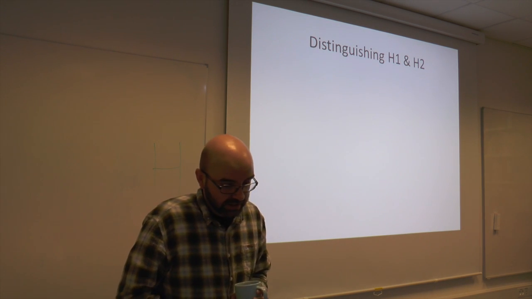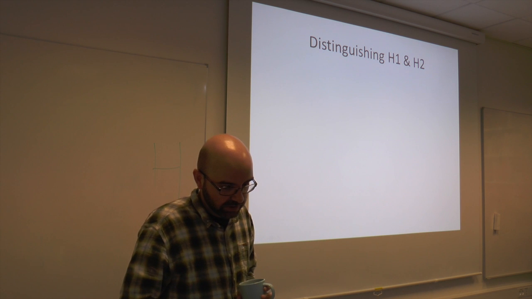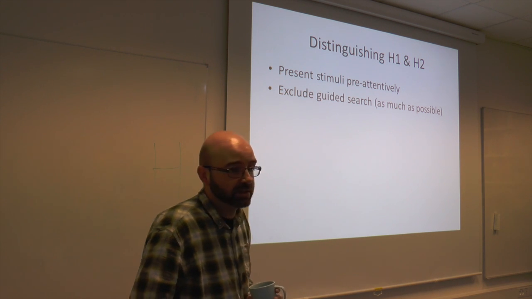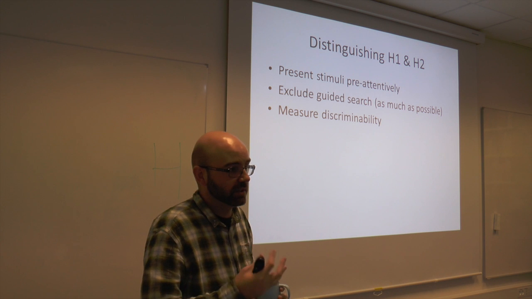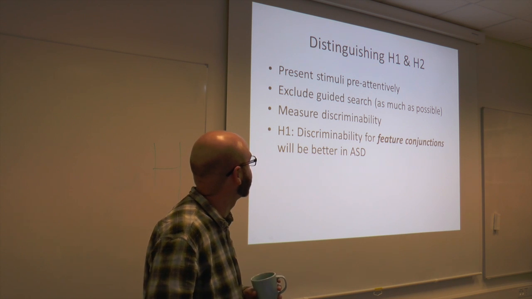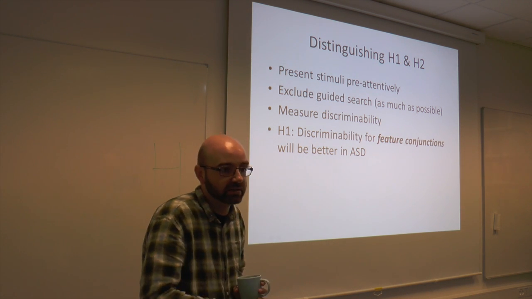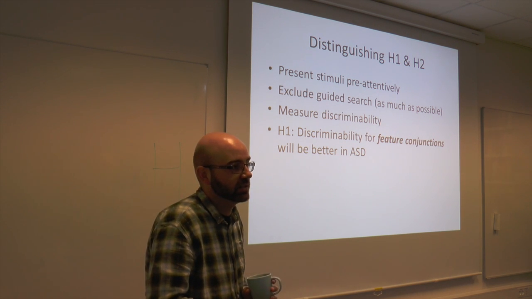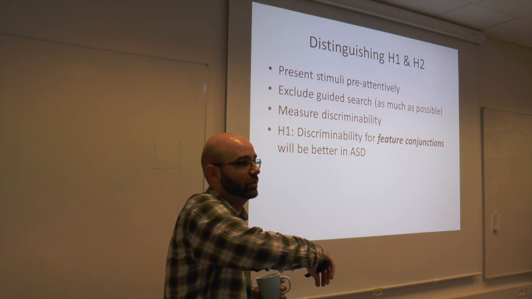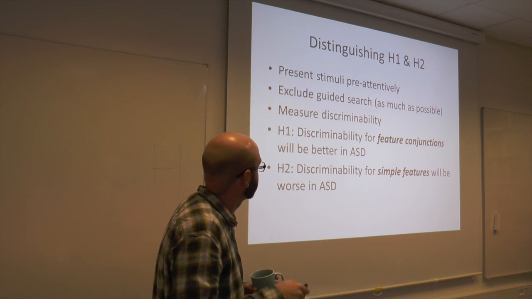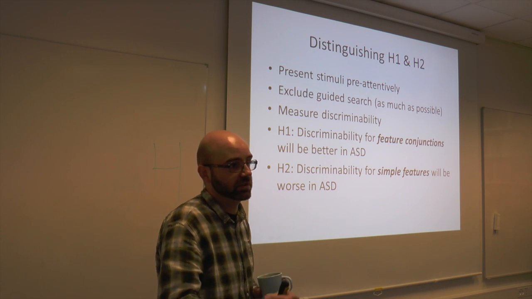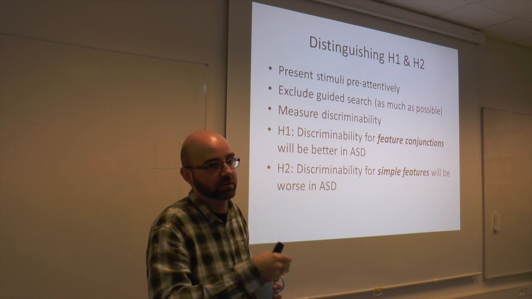So we've conducted two studies to distinguish between these two hypotheses. The idea is to try to present the stimuli preattentively and exclude guided search as much as we possibly can, and then measure people's ability to discriminate features. Hypothesis one would be that discriminability for feature conjunctions will be better in people with ASD. So they should be better at discriminating these feature conjunctions, where the target shares the properties of two different kinds of distractors, or their discriminability for simple features should be worse, where the target only shares one feature with its distractors. They should actually be worse at this task if you don't allow them to use guided search.